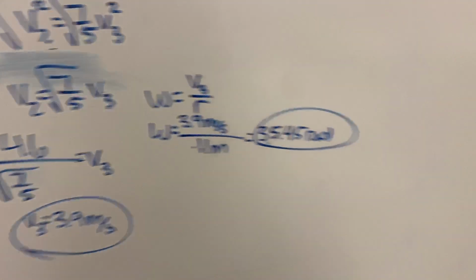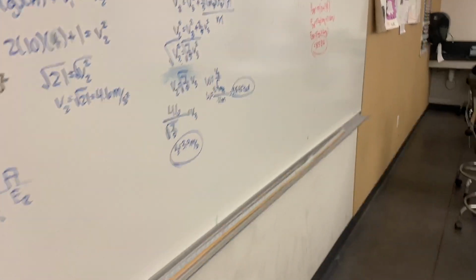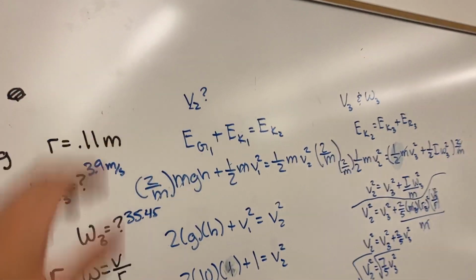So we have the force of David on the ball in this section. We found linear velocity 3, angular velocity 3, and we also found V2, linear velocity 2. So that's what we have so far, and I hope you enjoyed. Thank you so much.